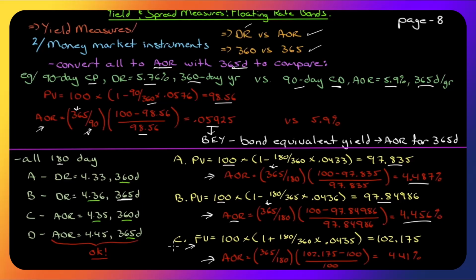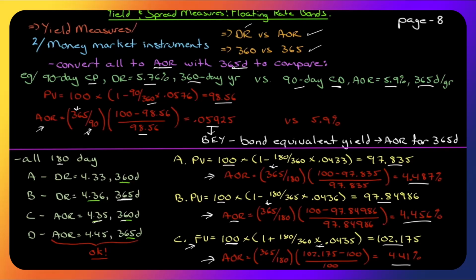If you're asking how do you know that you had to calculate the future value first, all you have to do is go and calculate the AOR for 365 days, and as you're filling in the numbers, you'll say, I don't have a future value, I've got to calculate it. So the future value is just the value today multiplied by 1 plus the interest rate: 180 over 360, because it's 360 days, multiplied by 0.0435. You'll get to 102.175. There's your future value. Plug in your future value here, and we get 4.41%.